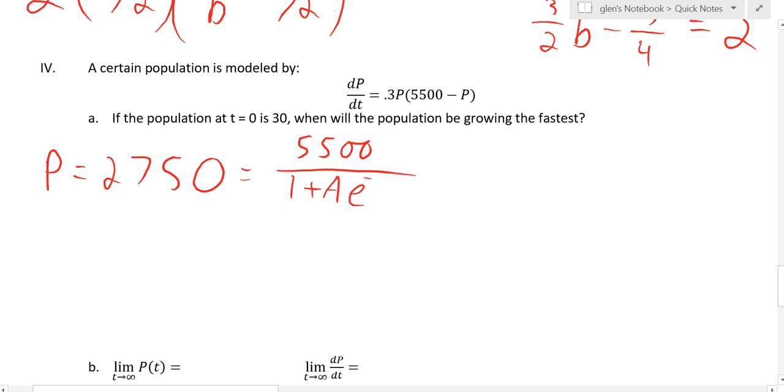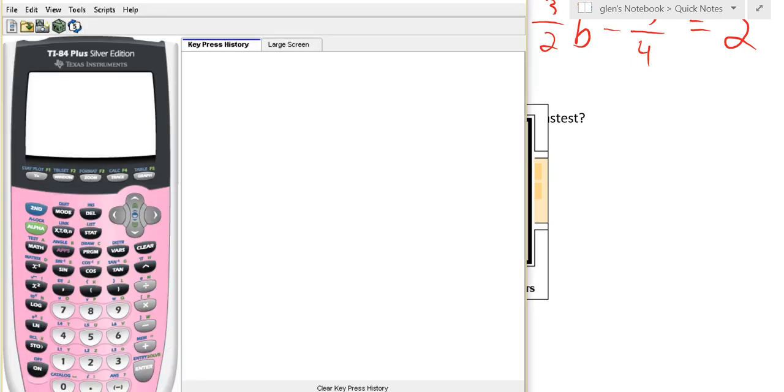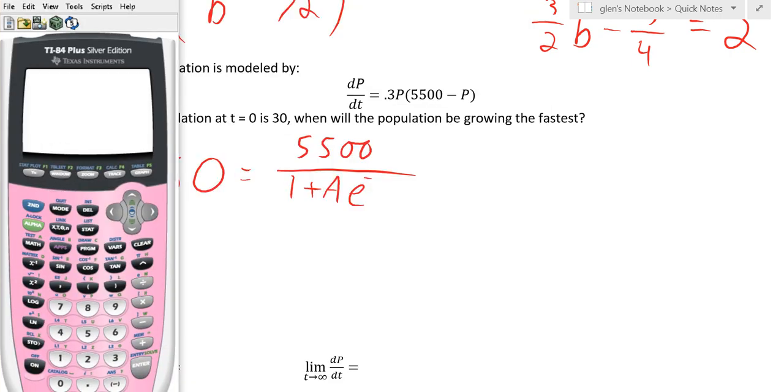We need a calculator to calculate all this out, right? But we have to do M times K. That's negative 0.3 times 5,500, which is 1650.